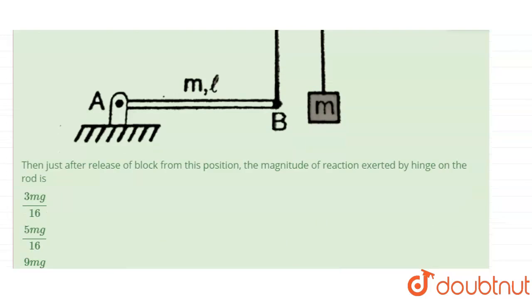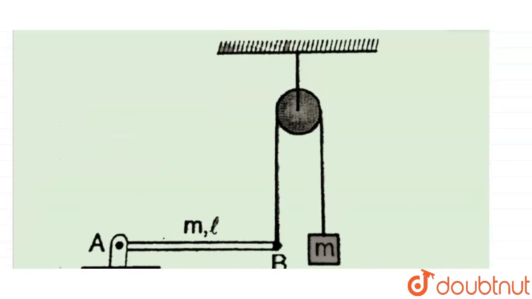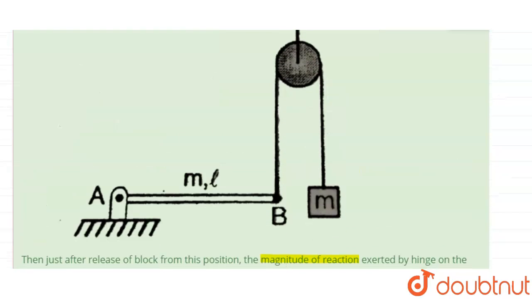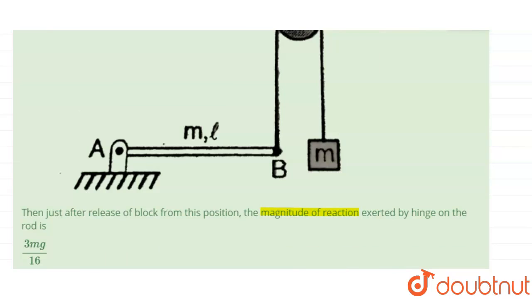So we have to find out, just after release of the block from this position, the magnitude of the reaction exerted by the hinge on the rod. As you can see in the diagram, there is a rod having mass m and length l. At end A it is connected with the hinge, and at end B it is connected with a pulley, and that pulley is connected to a block which has the same mass as the rod, that is m.